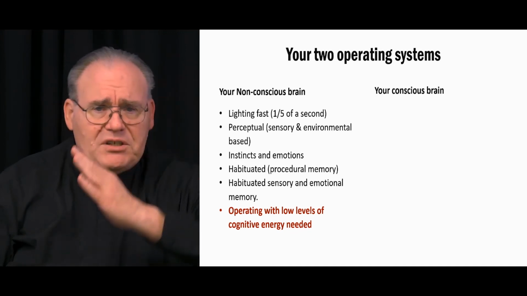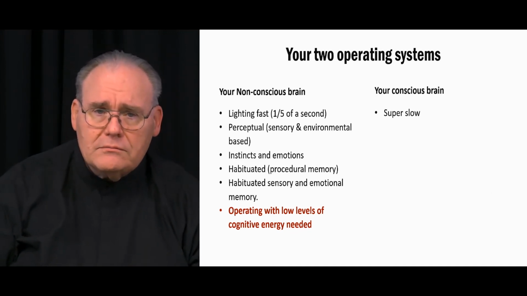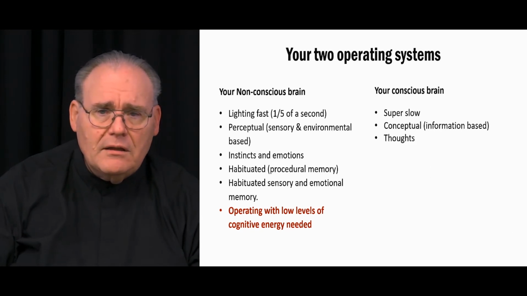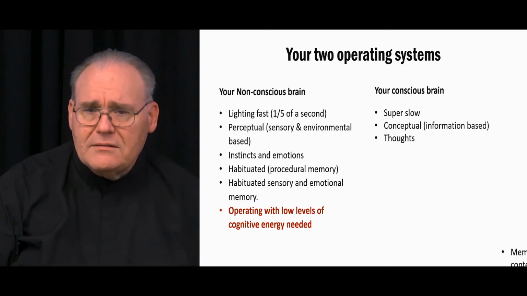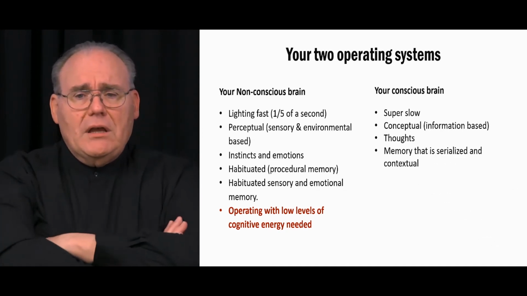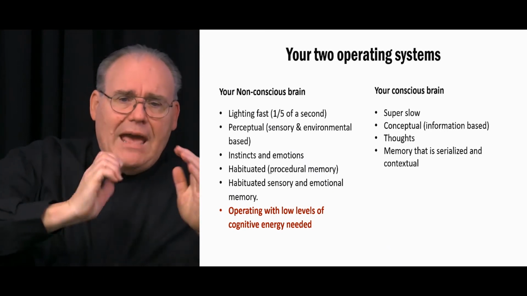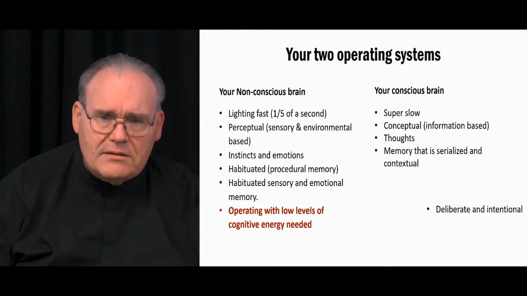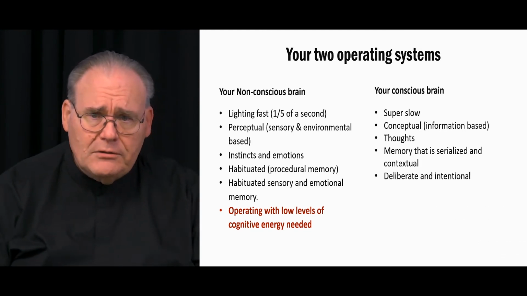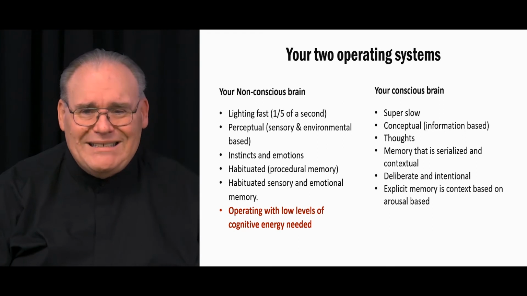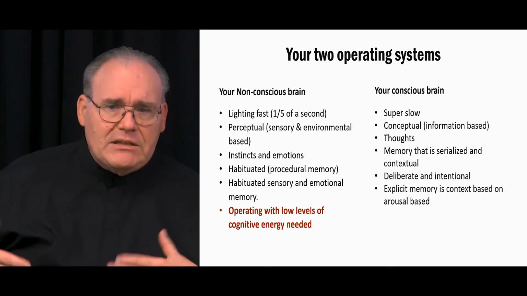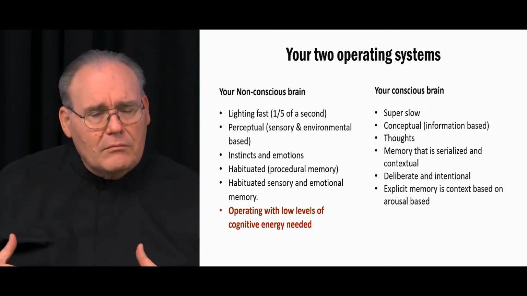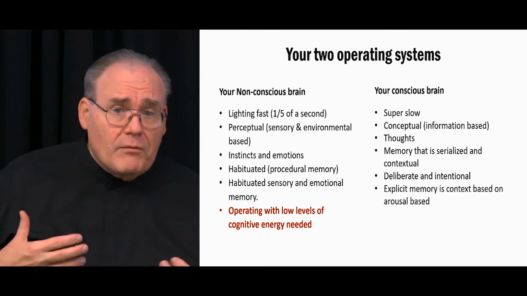Now, conscious brain, super slow. It's conceptual and information based. It's thinking thoughts. It is memory that is serialized in a context. In other words, this happened before this happened, before this happened, before this happened. And that's the way that works. It's deliberate and intentional. And it's explicit memory. In other words, it's memory tied to a context and not based so much on being overwhelmed.